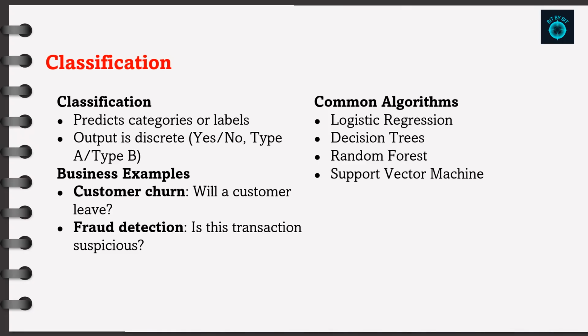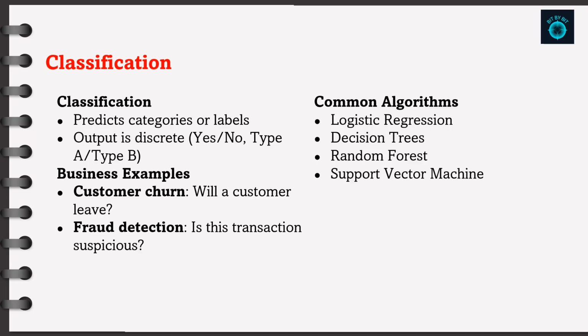Classification. In this slide, we will learn about classification models, one of the most common AI approaches used in business. Classification is used when the output is a category instead of a number. The goal is to assign each input to a class or label. For example, yes or no, fraud or not fraud, or high risk versus low risk.